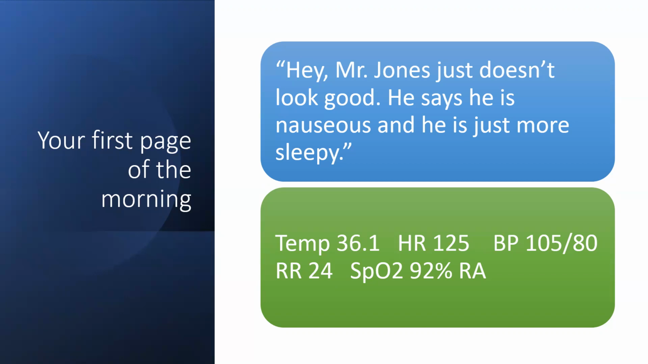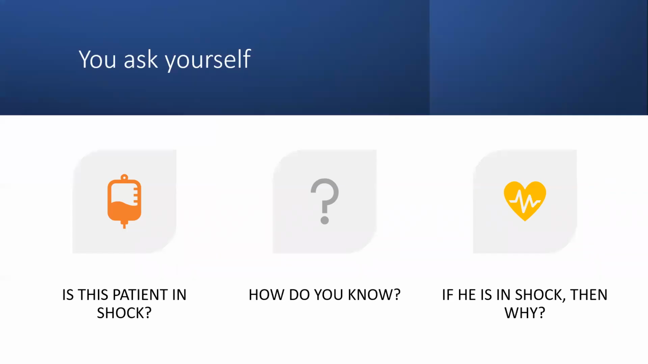You ask for the patient's vitals. The patient's nurse says his temperature is 36.1, his heart rate is 125. It was 95 the last time I checked it. His blood pressure is 105/80, down from 115/85. His respiratory rate is 24, and his O2 sat is 92% on room air. So then you think to yourself, is this patient in shock? Do I need to be worried about this patient? If he is in shock, how do you know?